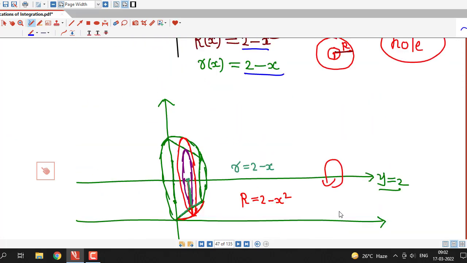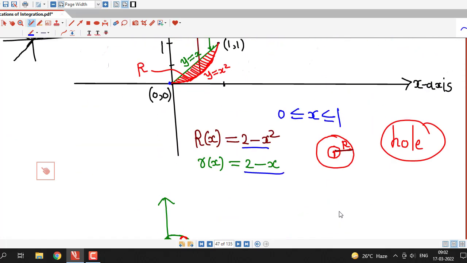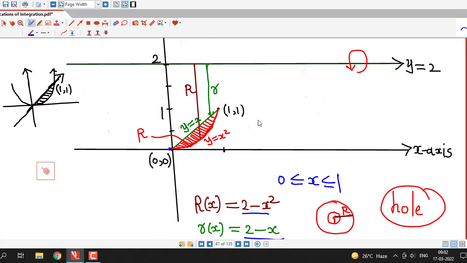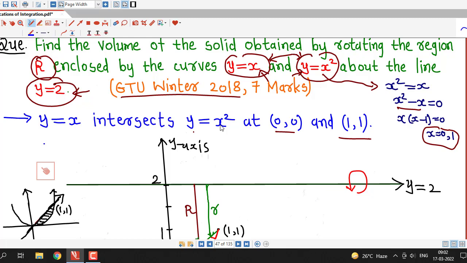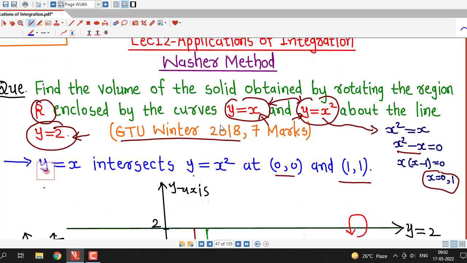So in this way we can determine the volume of the solid generated by rotating the region between two curves about the line which is different from x-axis and y-axis.